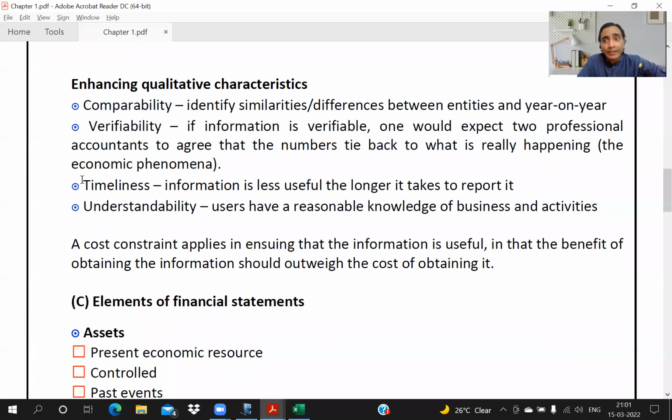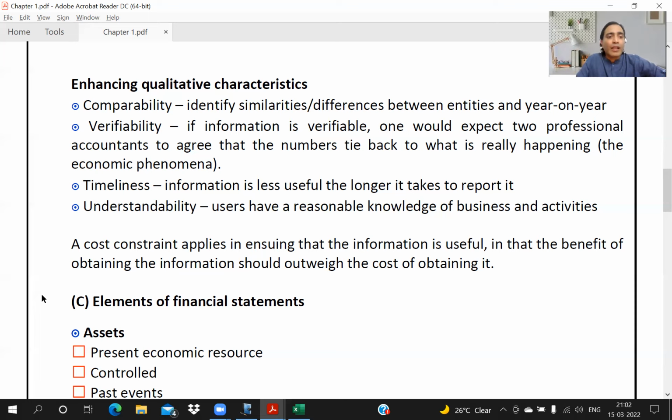Then very important, timeliness. Information has to be timely in order to be useful. That doesn't mean that if the financial statements are not timely, they are useless. No, that is not the conclusion you have to draw. But accountants have to ensure that the financial statements always reach the users within the expected time. And finally, last but not the least, understandability: financial statements should not be so complex that even persons with reasonably good accountancy knowledge do not understand them. Your financial statements have to be comprehensive, yet simple enough to be understood by someone who has accountancy knowledge.